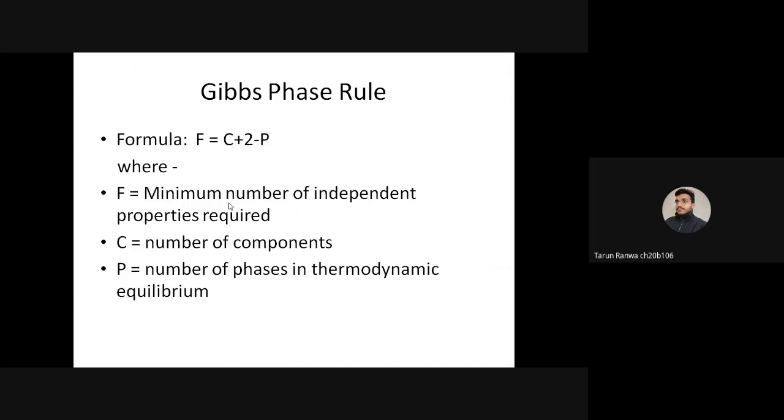to explain a system, or we can say to explain the area where we are interested. And here also C is the number of components, and P is the number of phases in thermodynamic equilibrium.